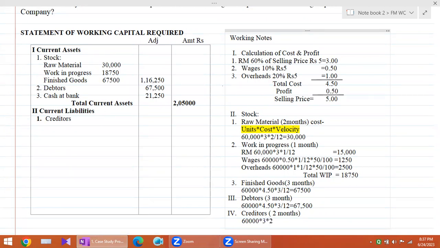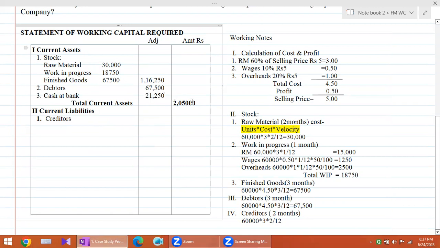So then divided by 12. Velocity is 2 months. 60,000 multiplied by 3 multiplied by 2 divided by 12. So what is the value we get? It's only 30,000. I'll write it in the inner column. That is rupees 30,000.